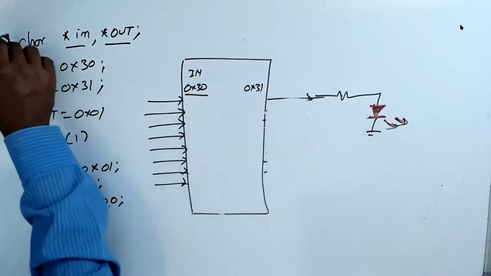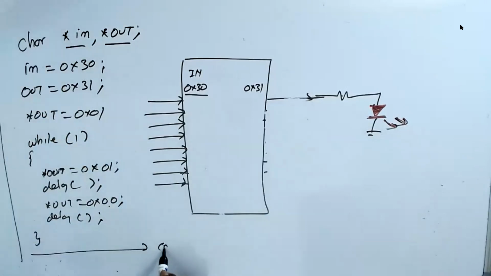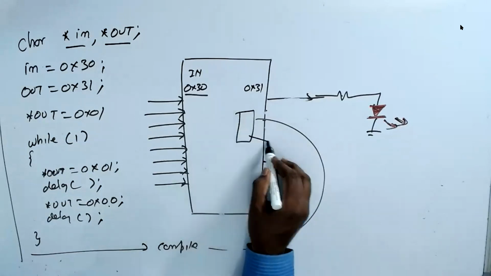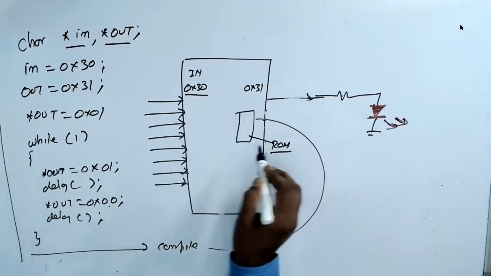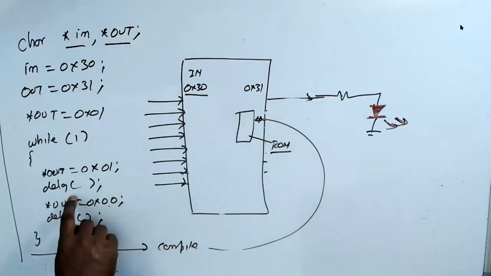Now I give you one important piece of information. You compile this program and download it to the flash, inside the flash ROM. Now, based on the number you are giving in the delay function, let us say the delay is 1 second, assuming that the delay is 1 second.